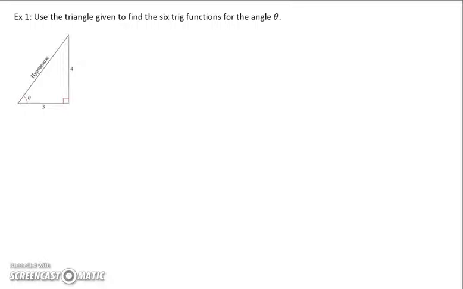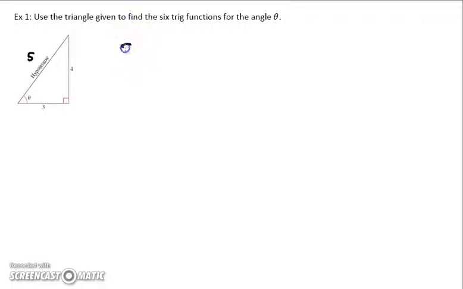So we can use those to solve a triangle. In this case we can use the given triangle to find these 6 trig functions for the angle theta. So theta is here, 3, 4, and then they don't tell us the hypotenuse, so you either know that this is a 3, 4, 5 right triangle, or if you don't, you can use the Pythagorean theorem. 3 squared plus 4 squared, so that's 9 plus 16 is 25. Square root of 25 is going to give us 5.